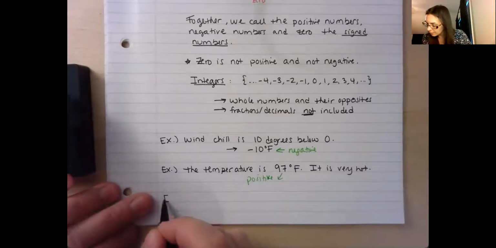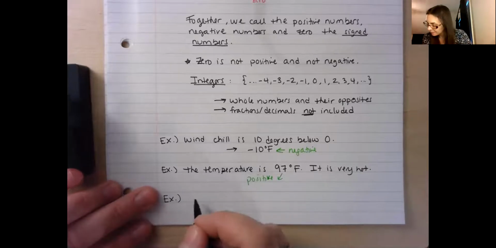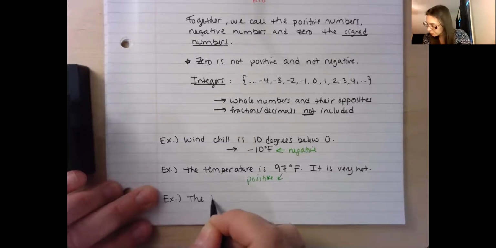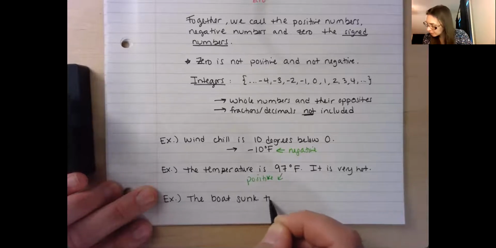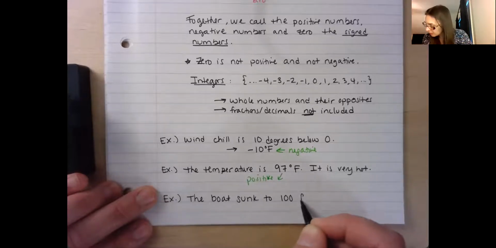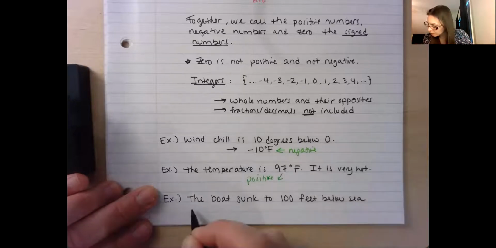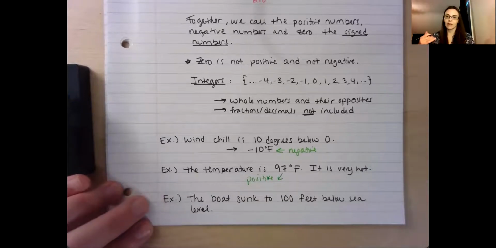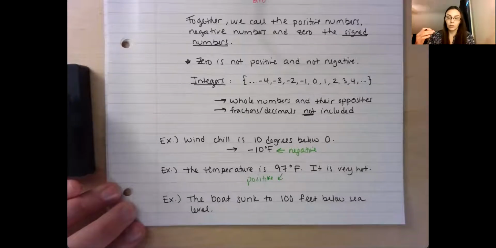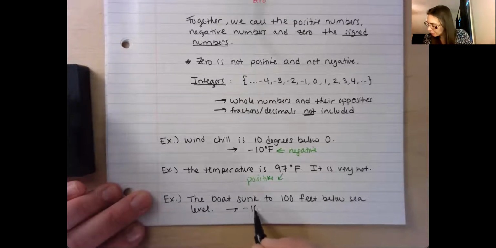Another common example could be something like the boat sunk to 100 feet below sea level. So if we're below sea level, we're under the, or in the ocean, right? We're underneath. That is often referred to as a negative number. So this would be negative 100.